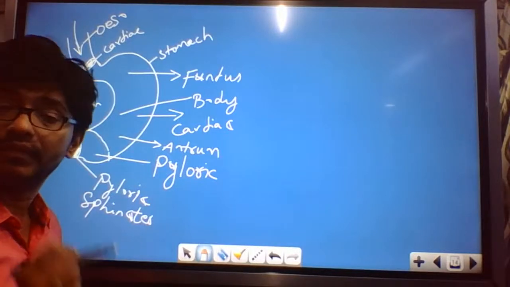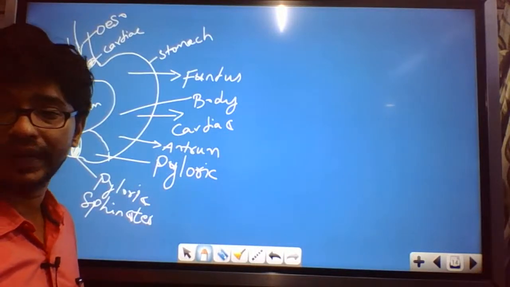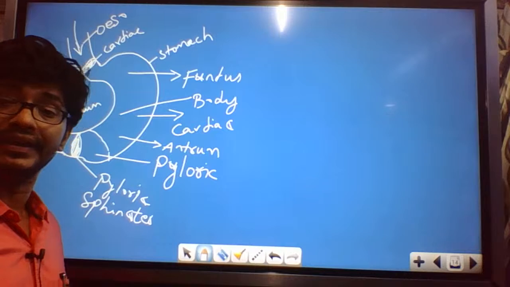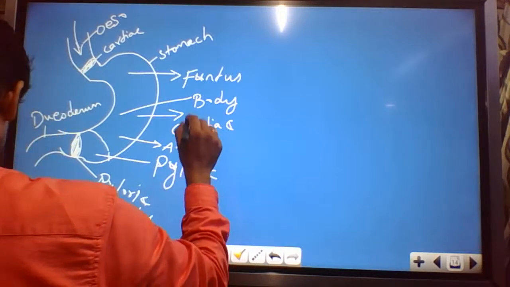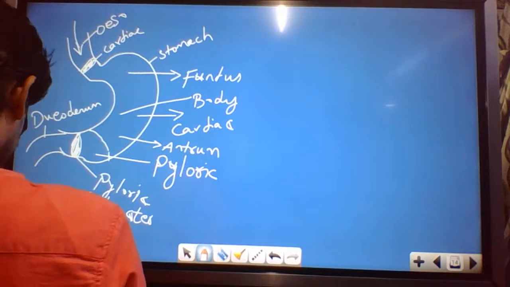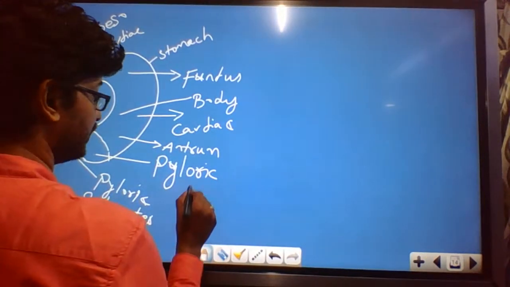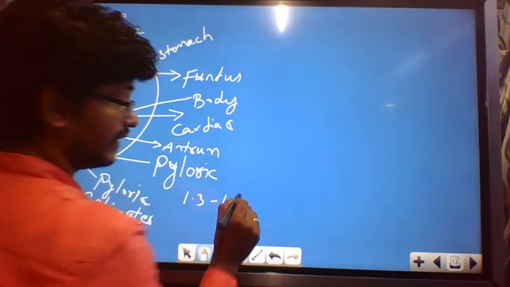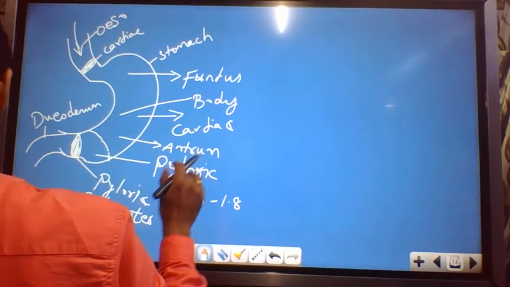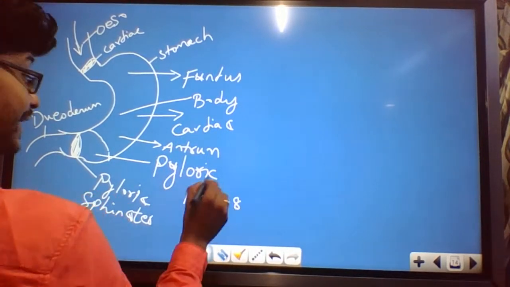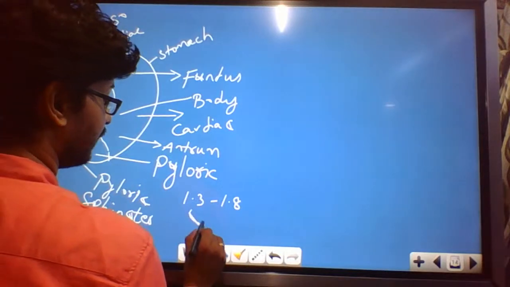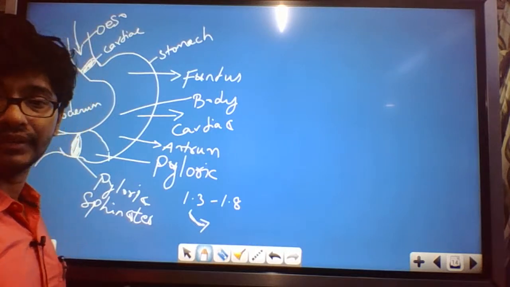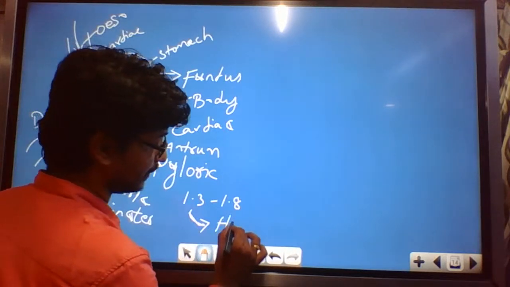And there is one particular bacteria, you might have heard about this name, which has the ability to survive even in acidic pH. What is the pH of the stomach? It is about 1.3 to 1.8. That is an acidic pH maintained inside the stomach. Even in this pH, there is a kind of bacteria which is able to grow and cause ulcers. What is the name of the bacteria? The name of the bacteria is Helicobacter.